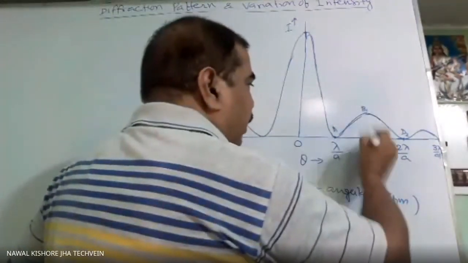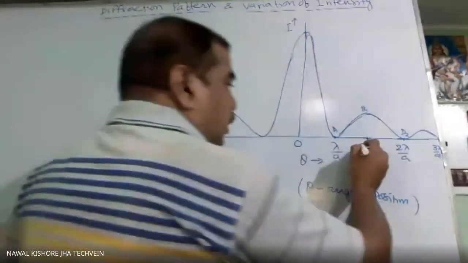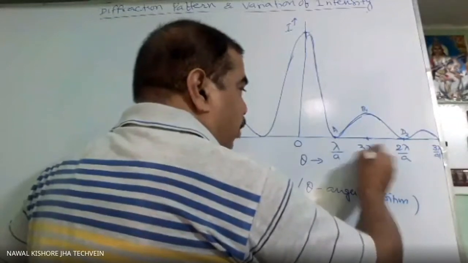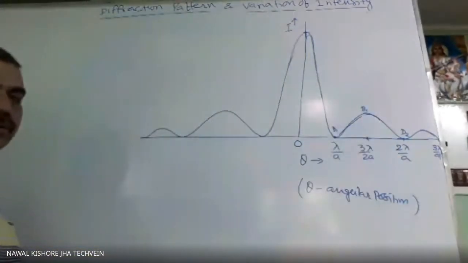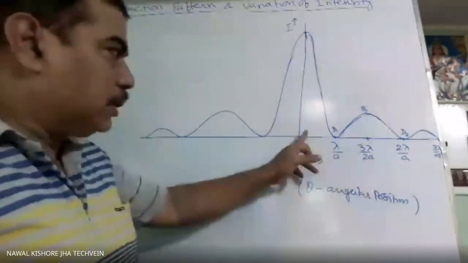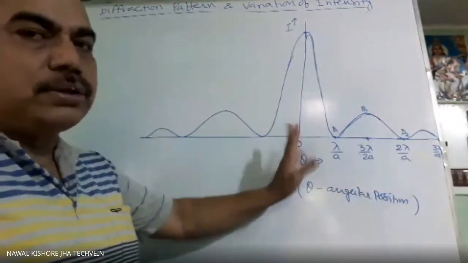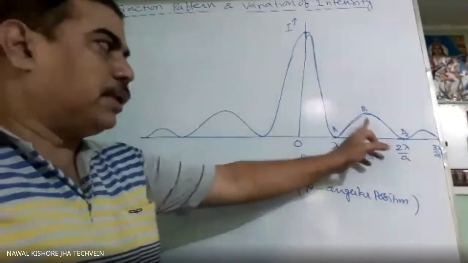So what will be here? So this is 3 lambda over 2a. Lambda by 2a is coming somewhere here only. That's why we are not considering this one as first secondary maximum. First secondary maximum is here.